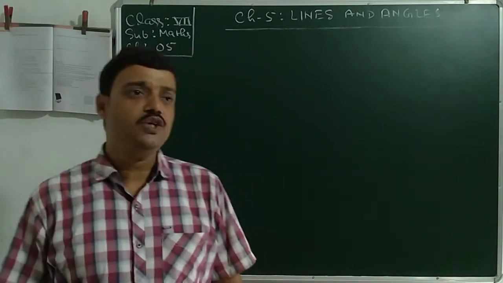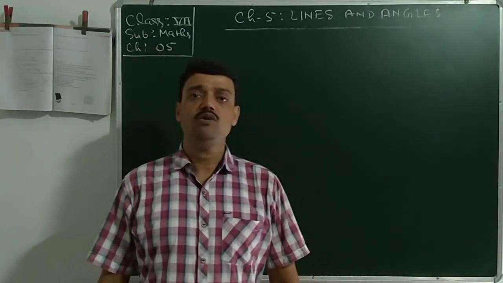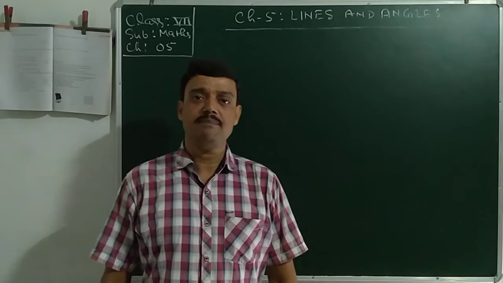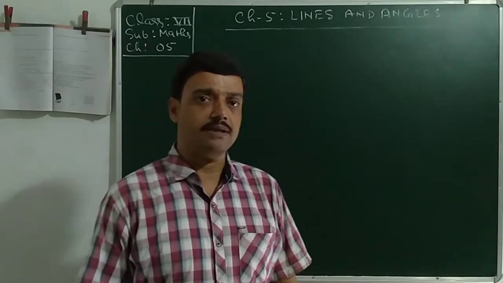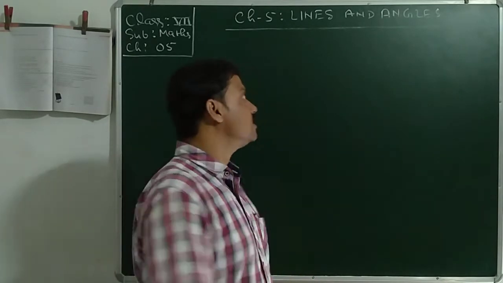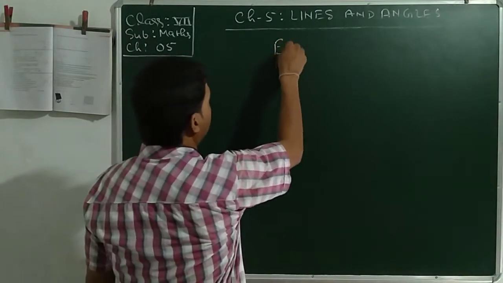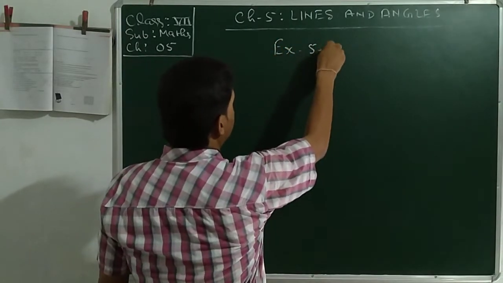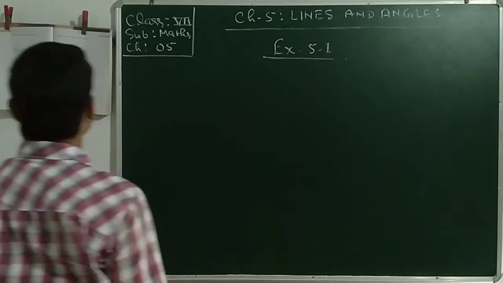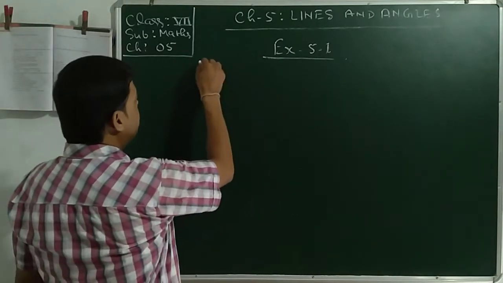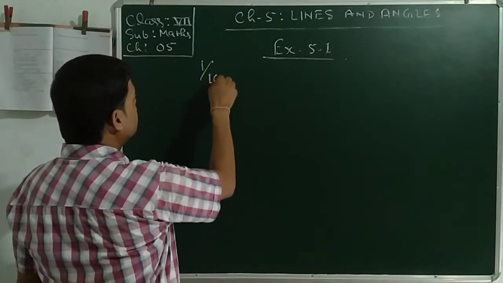Today I will explain you exercise 5.1 of NCERT maths for standard 7. See the exercise 5.1 that is in your NCERT maths book. Turn to page number 101. First sum is there.